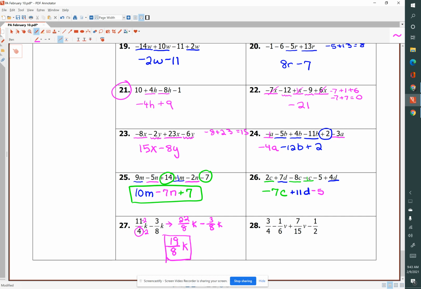So what do we have in the next problem? We have 3/4. That's one term. Let's box in these terms. 3/4 is a term. -1/6v is a term. Positive 7/15 v is a term. And -1/2 is a term.